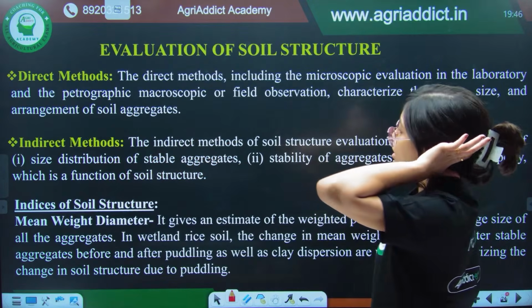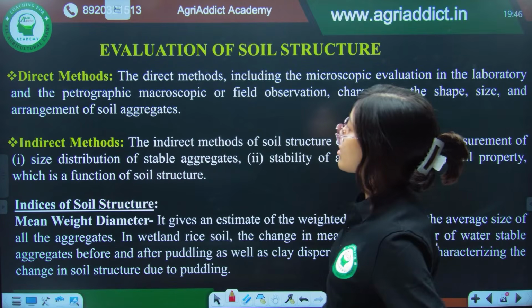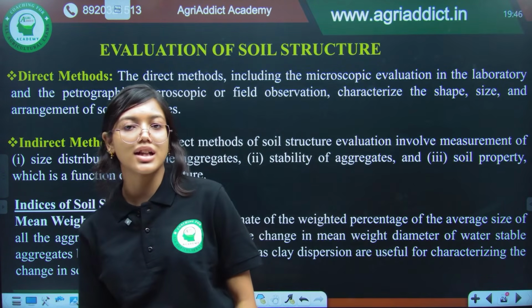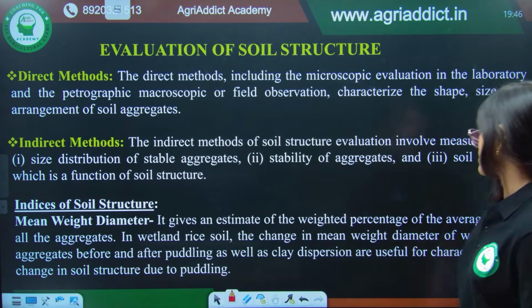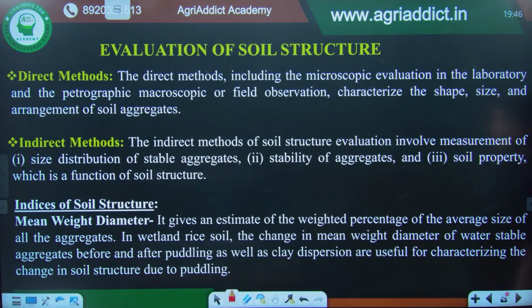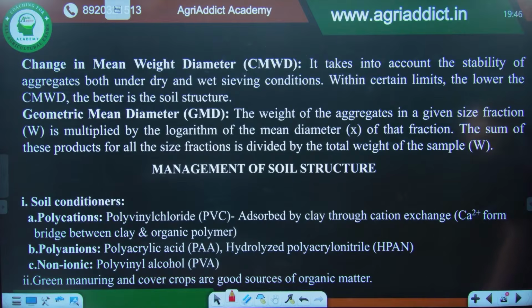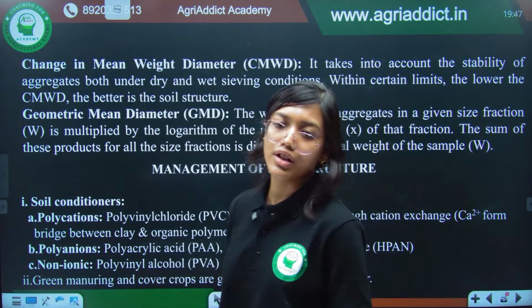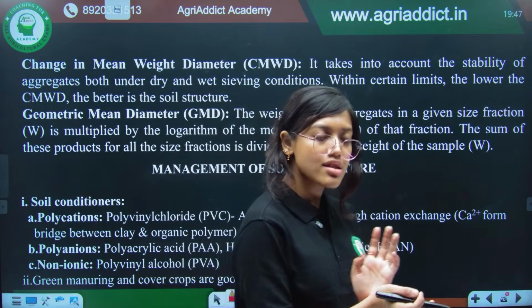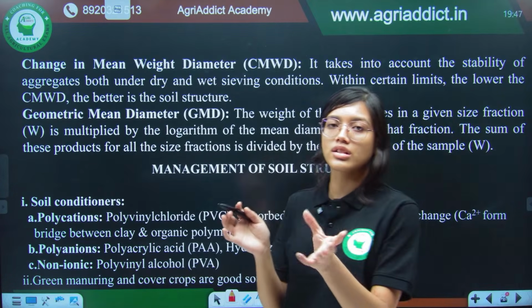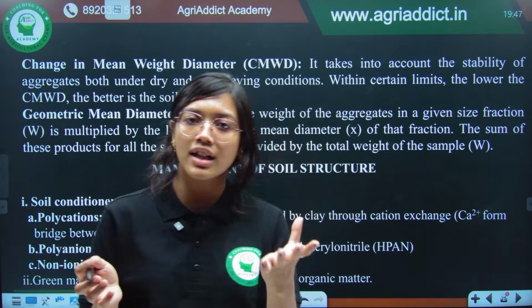Now, we come to, okay, so these are the evaluations of different soil structural methods that I had already explained with the help of board work, but you can always go through it. Okay. So, then change in mean weight diameter. Now, here is the management of soil structure. Now, why did I bring this slide after the plasticity and cohesion? Because in order to understand the soil structure, you also need to understand the aggregate formation.